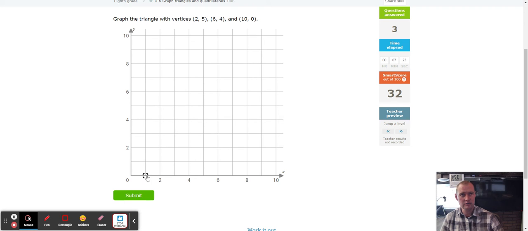Another triangle, we got 2, 5, over 2, up 5. We have 6 and 4, 6, up 4. Then we have over 10, don't go up or down.